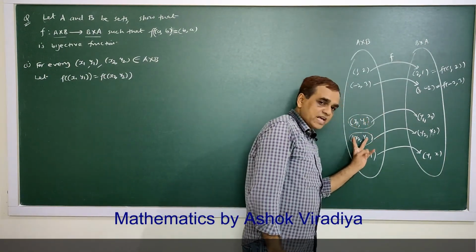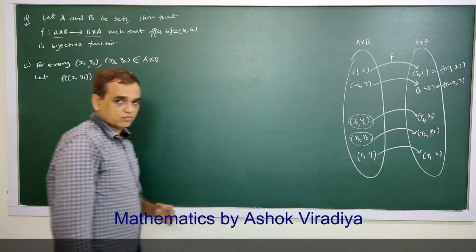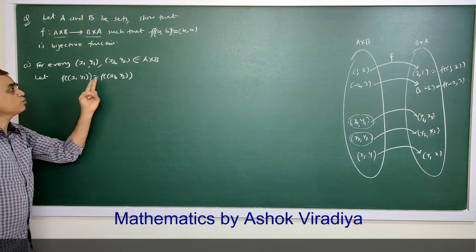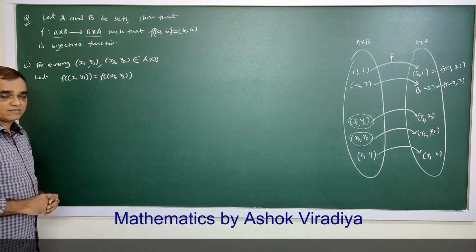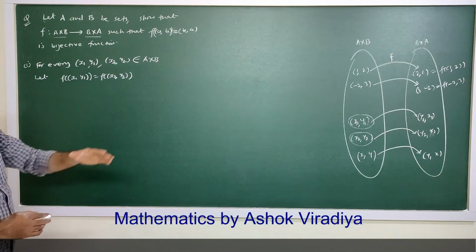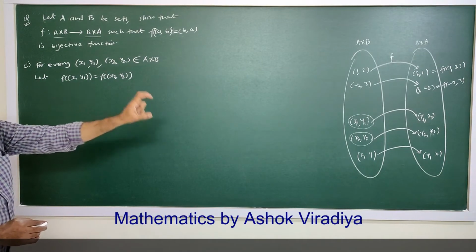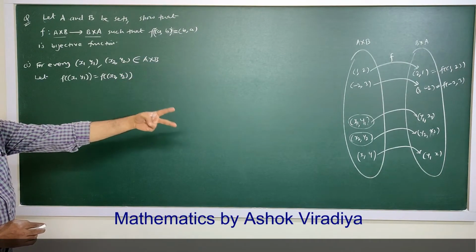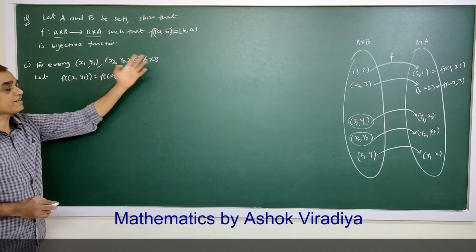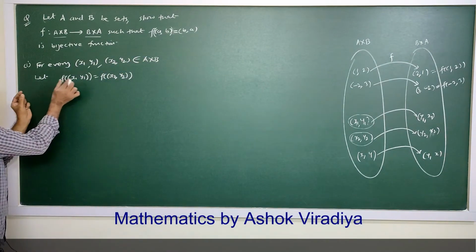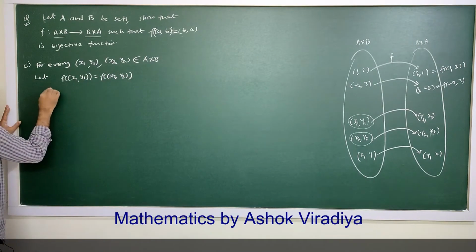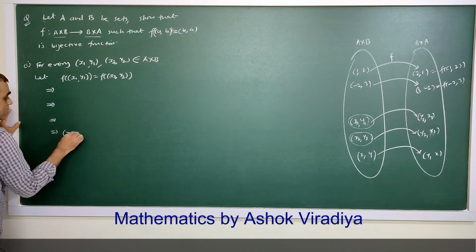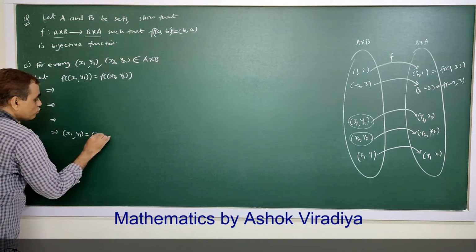This is like supposing that for x1, x2 belonging to the domain, f of x1 equals f of x2. So we are taking the pattern of elements as per the domain. The domain is a Cartesian product, so elements are ordered pairs. So take two elements from the domain. Suppose f of (x1, y1) equals f of (x2, y2). We are going to show that (x1, y1) equals (x2, y2).